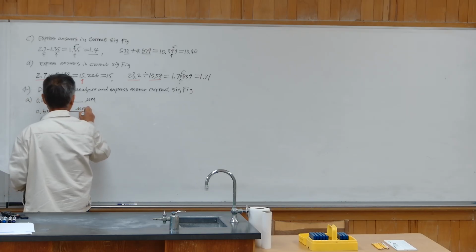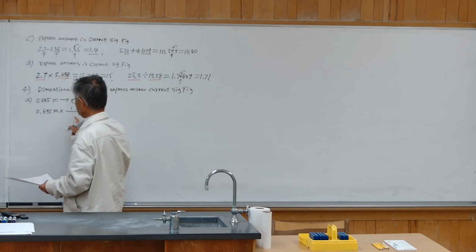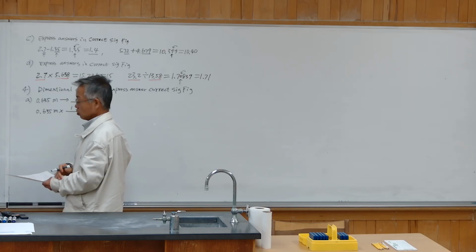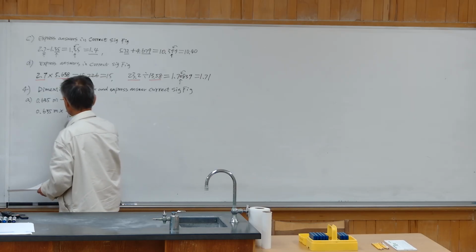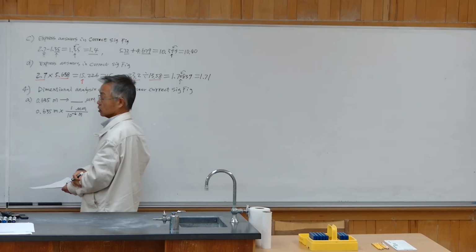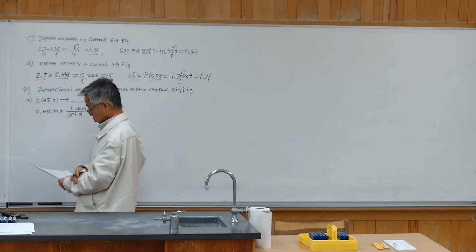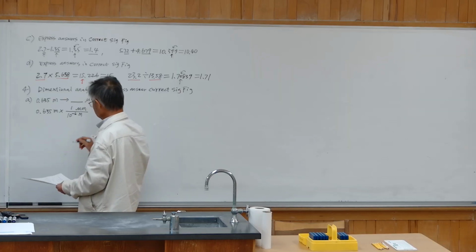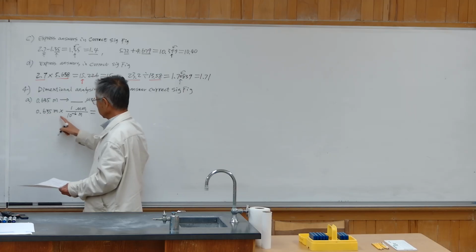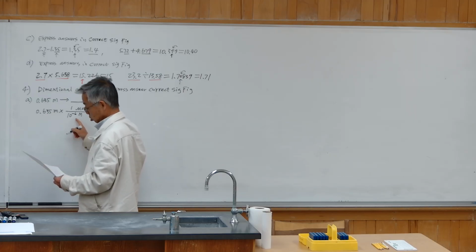We want micrometer, so micrometer on top and meter on the bottom, so meter can be cancelled. The prefix micro is 10 to the negative 6 power. So 1 micrometer equals 10 to the negative 6 power meter, or 1 microgram equals 10 to the negative 6 gram. So this means 0.635 divided by 10 to the negative 6th power, equivalent to times 10 to the positive 6.